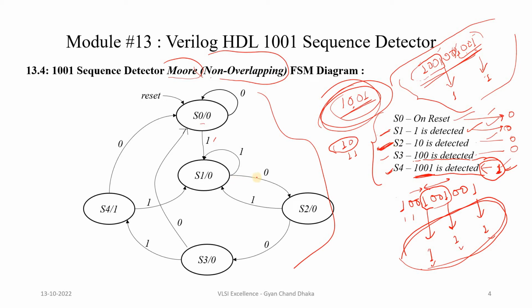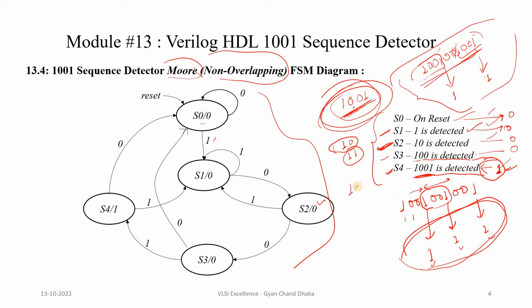But what if 1 is detected? If 1 is detected, that means we move toward S1. And if we are at S1 and the next bit is again 1, then that earlier 1 is not part of our sequence, and the next 1 becomes the first bit of our sequence. So we stay in S1 state only if the next bit after the first 1 is again a 1. I hope this is clear. Now let's assume that 10 is detected.